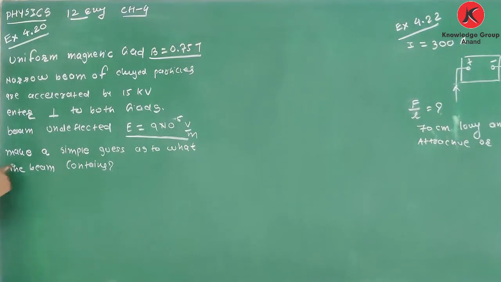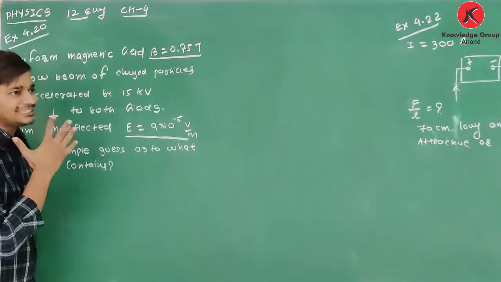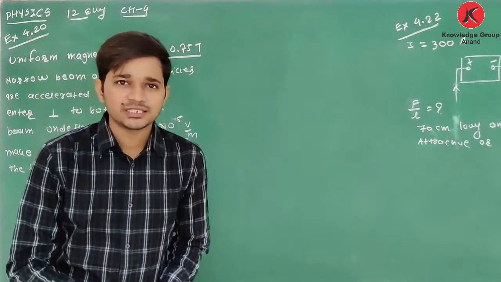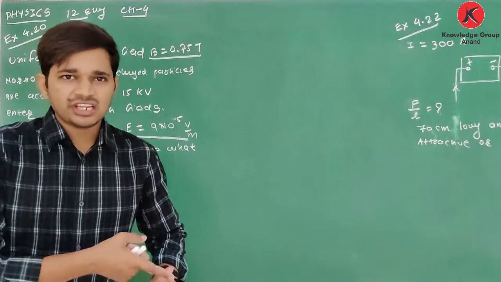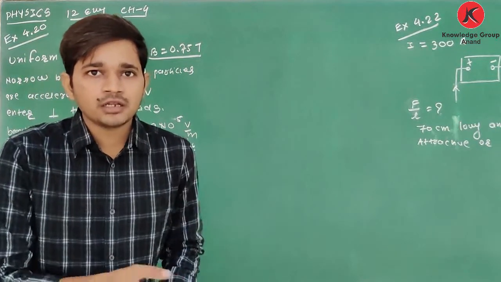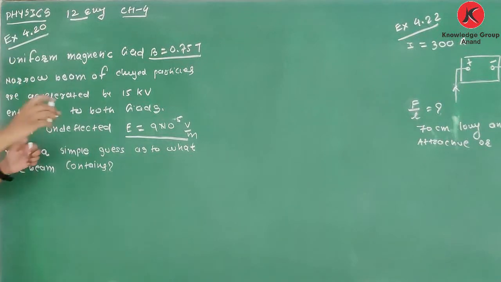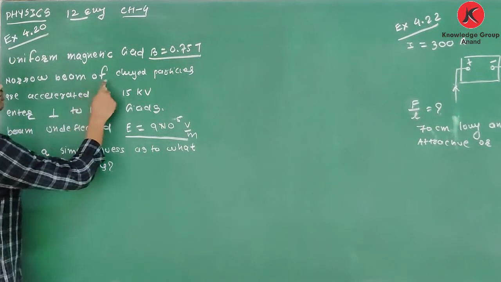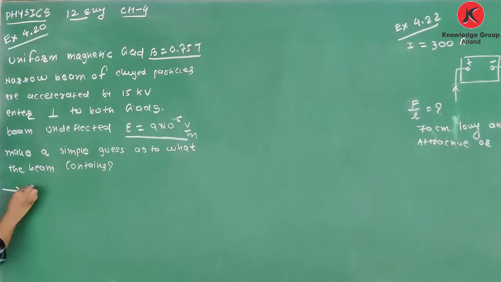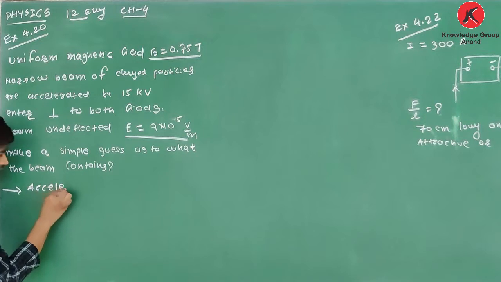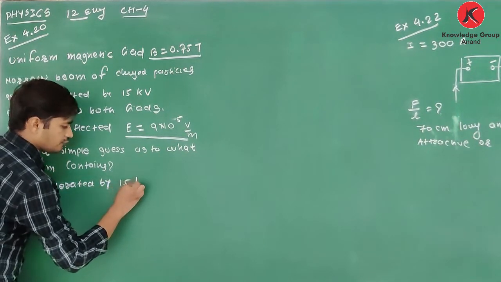Then your question is, make a simple guess as to what the beam contains. What the beam contains means, is this beam made up of protons, electrons, alpha particles, which particles? You have to find this. See how to find this. First of all, a narrow beam of charged particles is accelerated by 15 kilovolt.